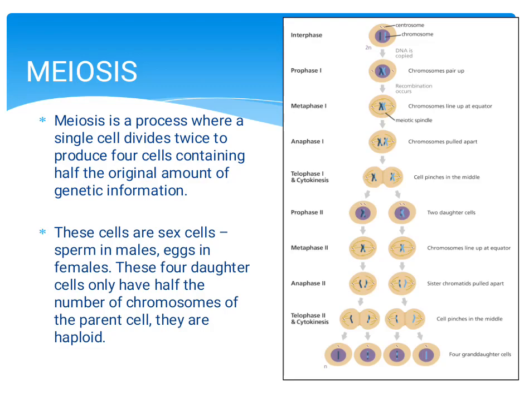In the diagram, you can see there are two phases of meiosis, meiosis 1 and meiosis 2. During prophase of meiosis 1, chromosomes pair up. During metaphase, chromosomes line up at the equator, and during anaphase, chromosomes are pulled apart. During telophase 1, the cell pinches in the middle, and during prophase 2, two daughter cells are formed and separated from each other. During metaphase 2, chromosomes line up at the equator in both the cells, and in anaphase 2, sister chromatids are pulled apart, and during telophase 2, the cell pinches in the middle, and as a result, four daughter cells are formed.